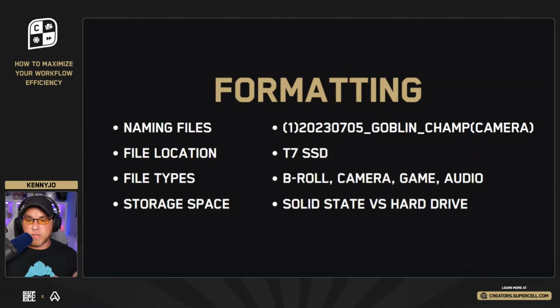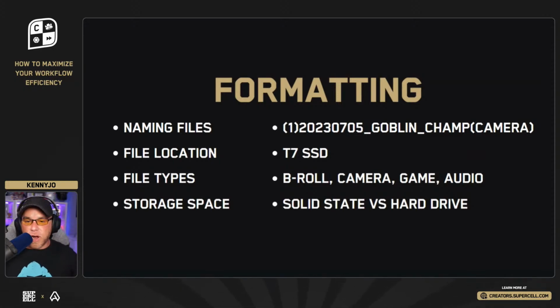The first one is the parentheses 1, which means that this is the first clip within the chronological order of the video. Then the date, that way I can go back and find this footage later in the event that I want to reference it again. Then the name of whatever the video is going to be. And then on the back end is normally whether it's going to be camera, gameplay, B-roll, whatever.